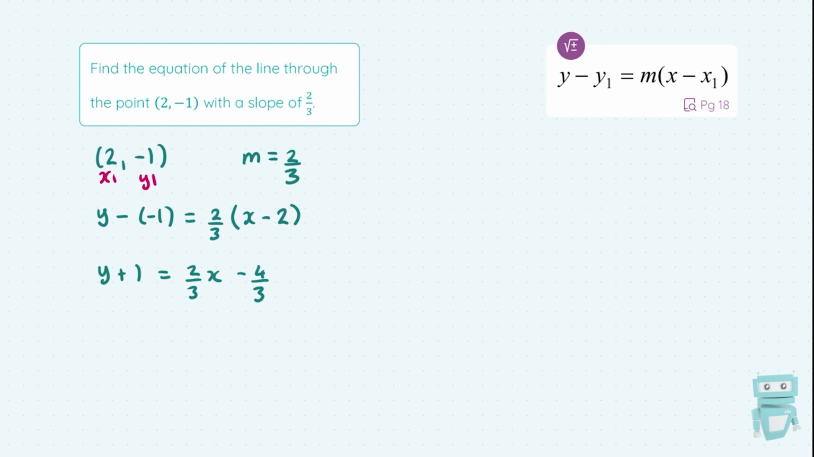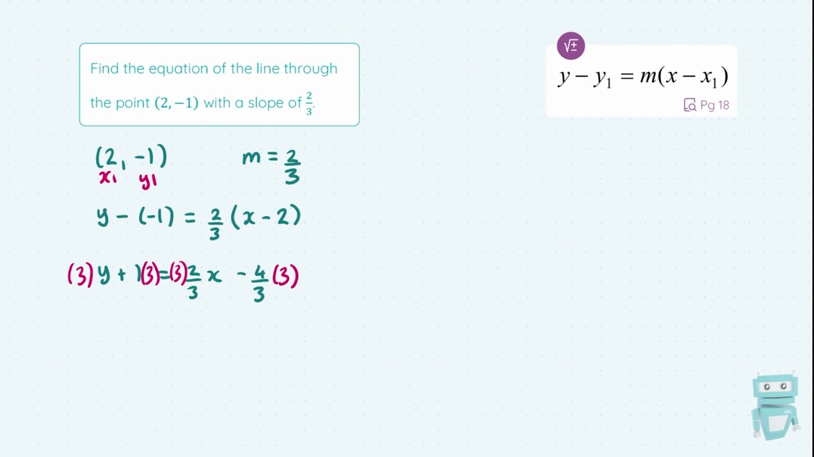Now, secret here. We don't like fractions in the equation of a line. So what I need to do is get rid of the fractions. So what I have to do here is multiply across by the lowest common denominator. And if I look, the denominator is 3 here. So I have to multiply every single term by 3. So y gets multiplied by 3, the 1 gets multiplied by 3, the 2/3 gets multiplied by 3, and the minus 4 over 3 gets multiplied by 3.